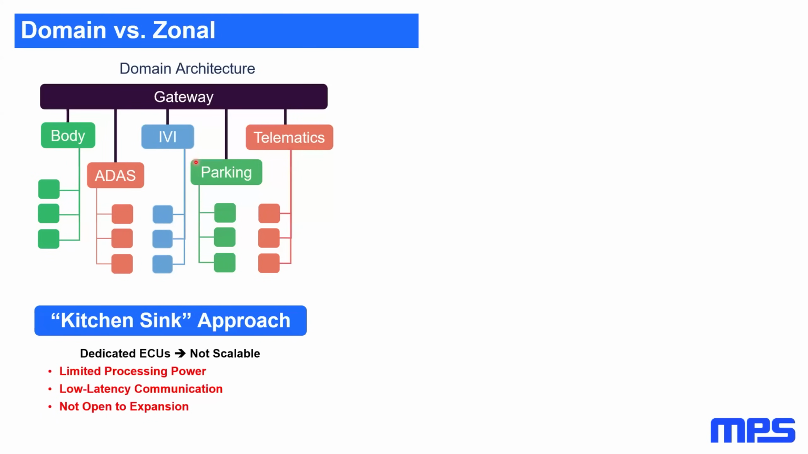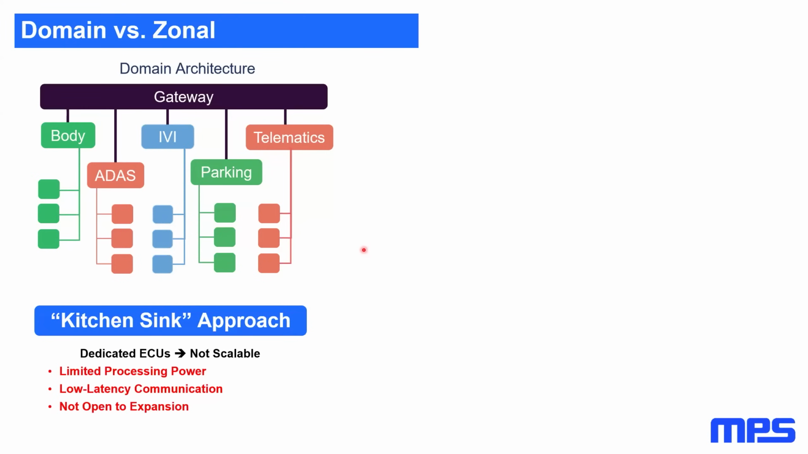The domain architecture can result in tight coupling between domains, making it very challenging to add new domains or modify existing ones without affecting other parts of the system. In fact, if you would like to add any other branch here, it's going to be complicated because of all the above we just said. So the limited processing power and the latency issues make the domain architecture not open to expansion.